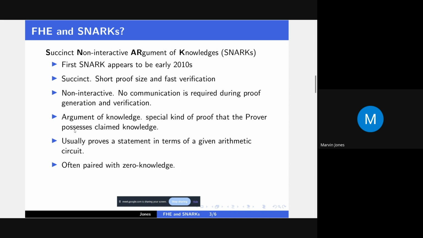So that makes sense to me. Okay. Succinct. Okay, it's a short proof, fast verification. Short proofs because we usually want to post this on a blockchain. Fast verification because of gas fees and verifying that it's correct. But what does short proof and fast verification mean? It depends on who you ask.